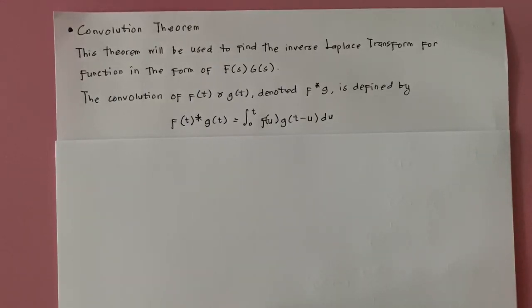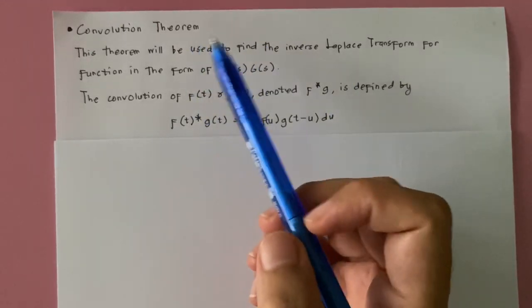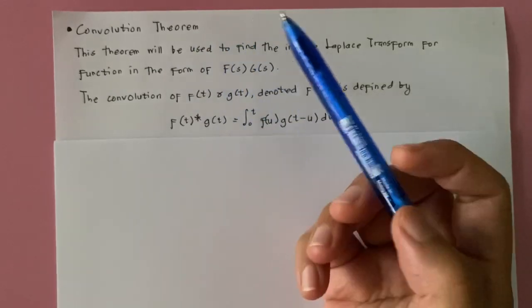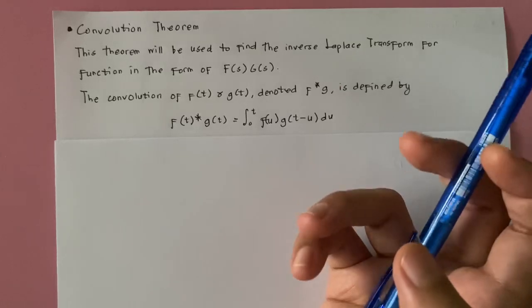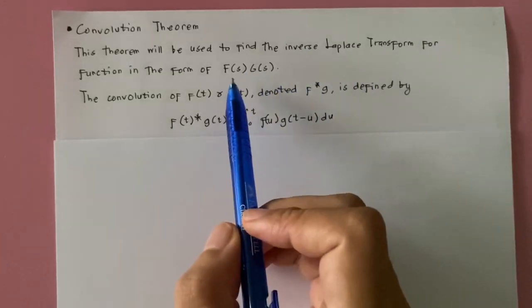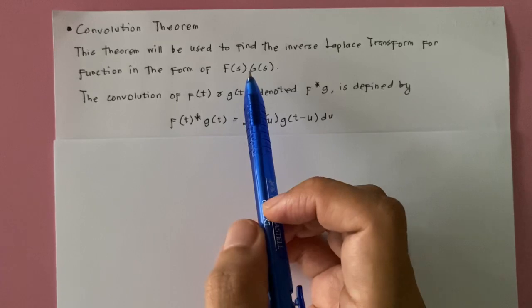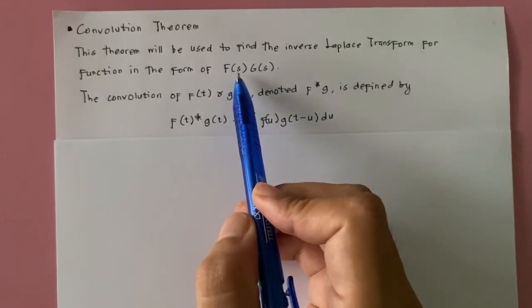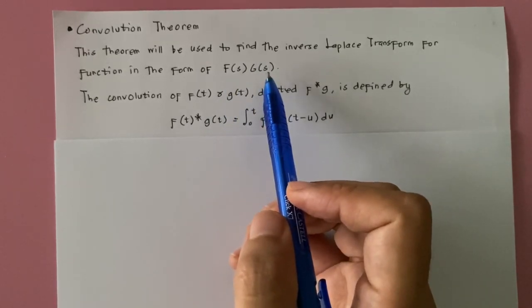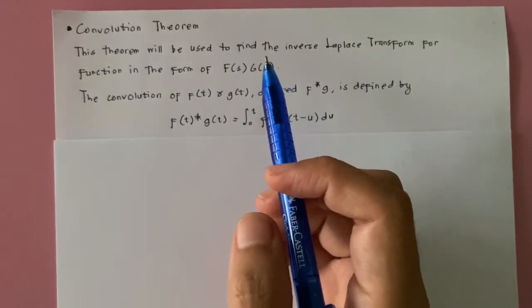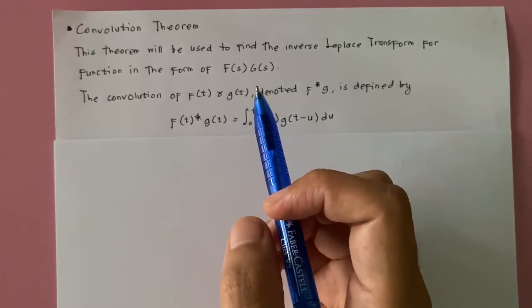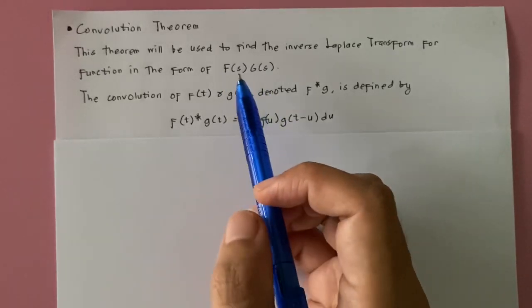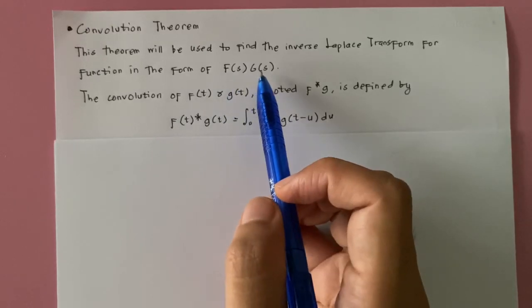Okay, the last subtopic for inverse Laplace is the convolution theorem. We use the convolution theorem when we have to solve for the inverse Laplace of a product of two functions. I mean, if you want to find the inverse Laplace of F(s) multiplied by G(s). Previously we solved for F(s) plus G(s), F(s) minus G(s), the linearity properties. Now what if we have F(s) dot G(s)?